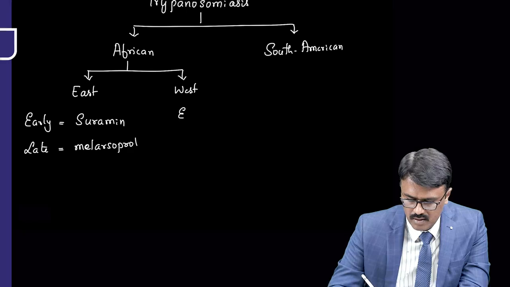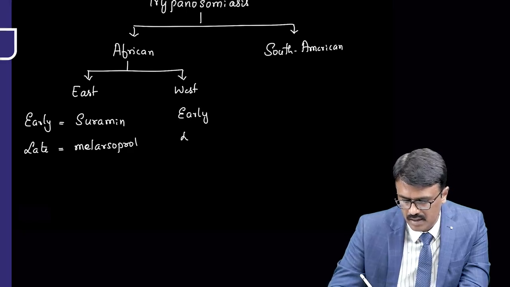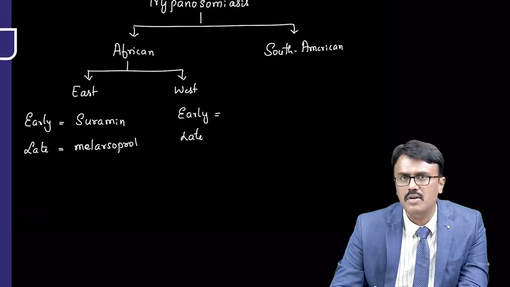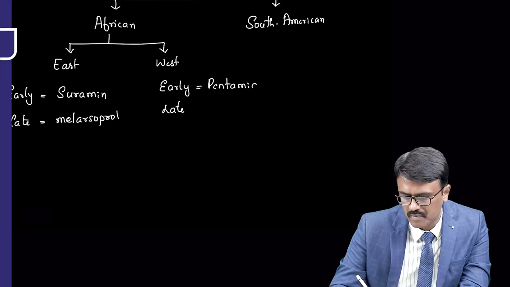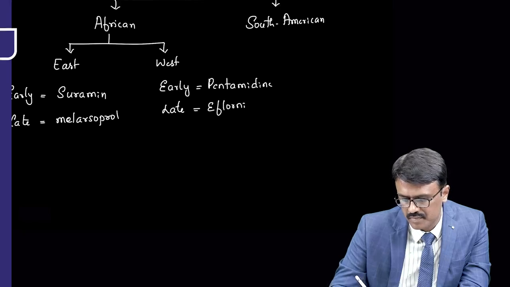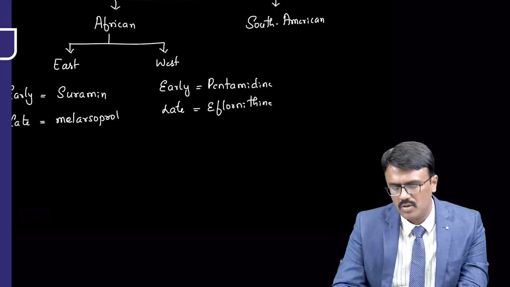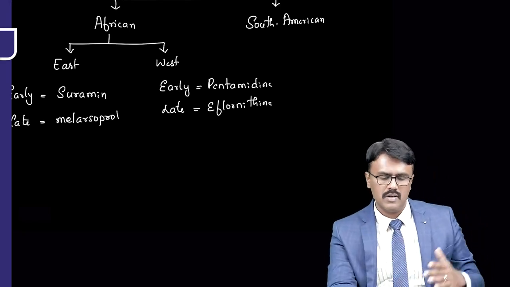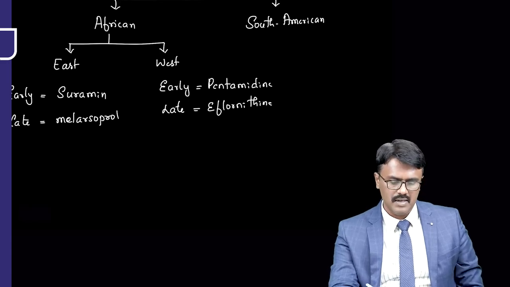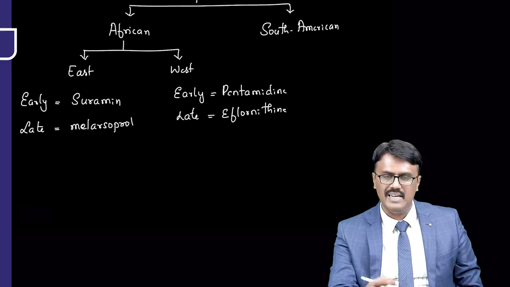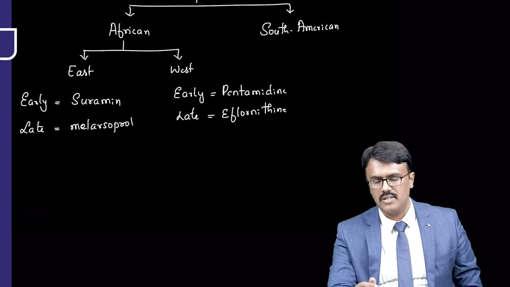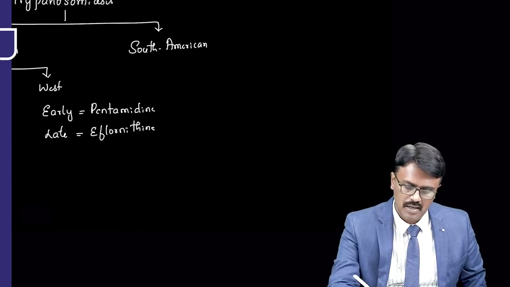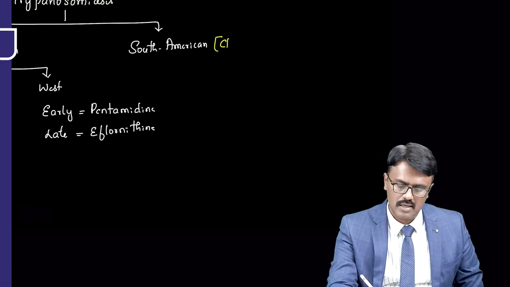West African also has early and late stages. Early, we use a drug by the name pentamidine, and late we use eflornithine. Usually the questions are very few on this because we don't have it in our country. Still, as a part of integration with microbiology, I am telling you the drugs used for these conditions. South American is also called Chagas disease.